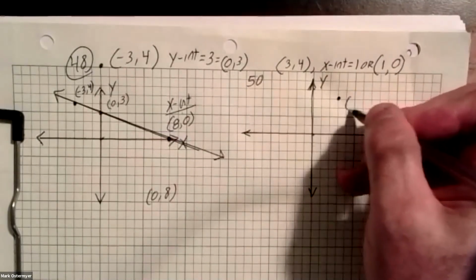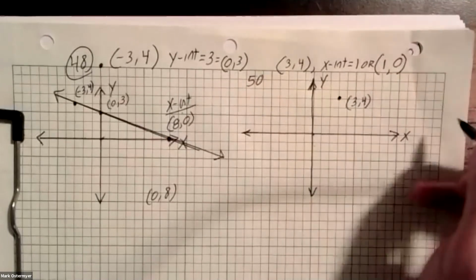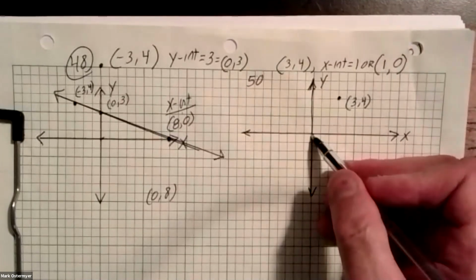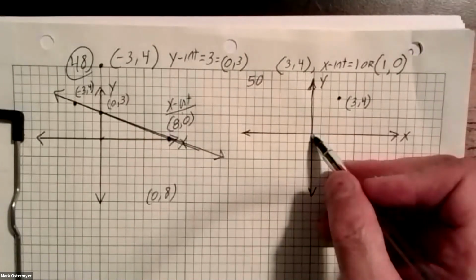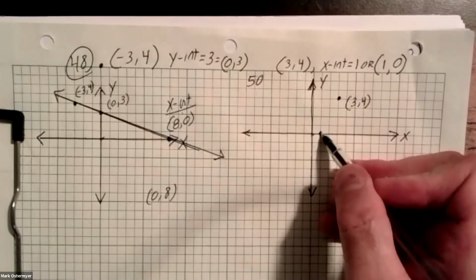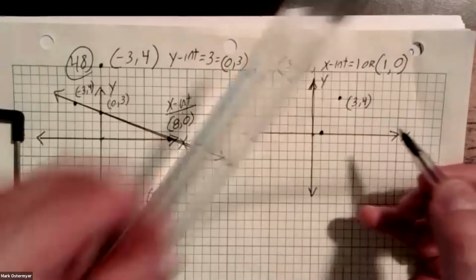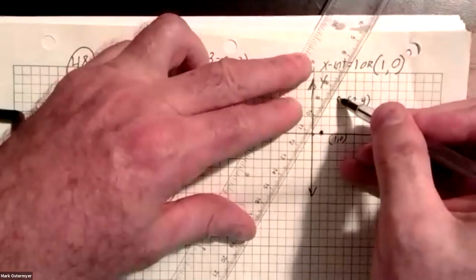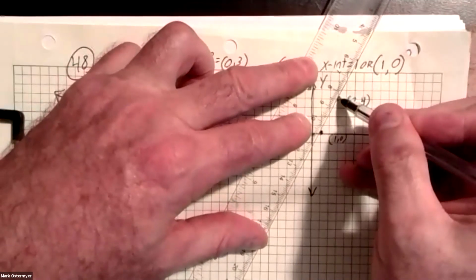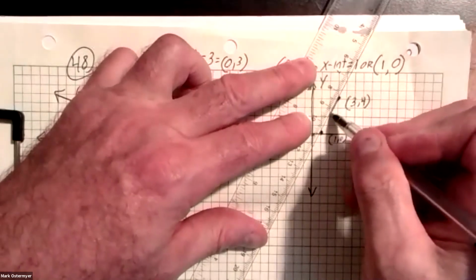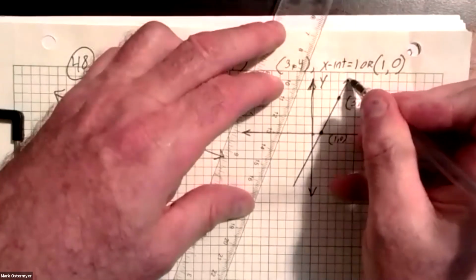And they tell us that the x-intercept is what? 1, 0. So I started here, and how do I move? Just over 1, one to the right. That's my x-intercept, 1, 0. Take a ruler and put a line through these points. They want us to accurately graph this line. That would be the graph.